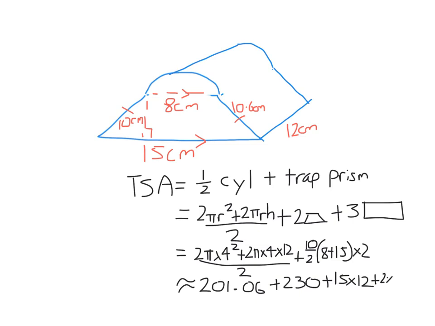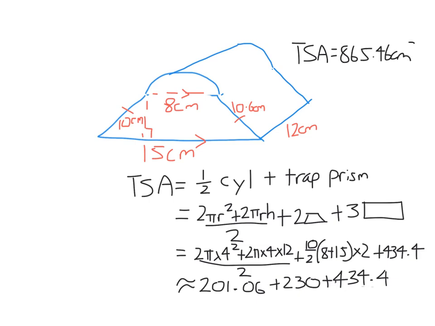So it's just going to be 2, because there are 2 of them, times 10.6 times 12. If I add all of this into the calculator, I get 434.4, so I'm just going to add that on. If I add up all of these numbers, my final answer is about 865.46. So the total surface area of this shape is 865.46. Again, that's in units squared, so write it as centimeters squared.